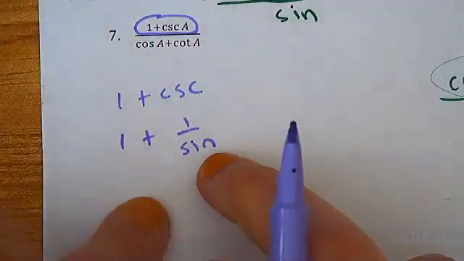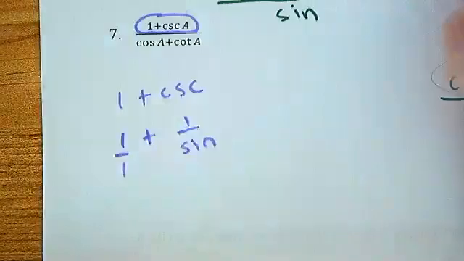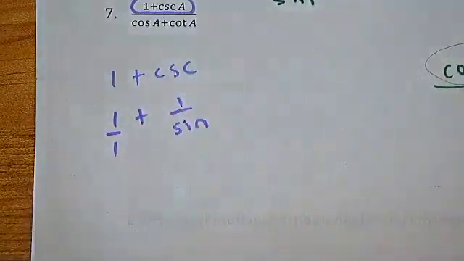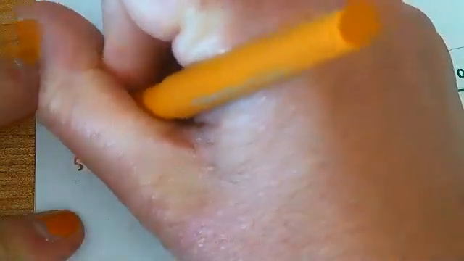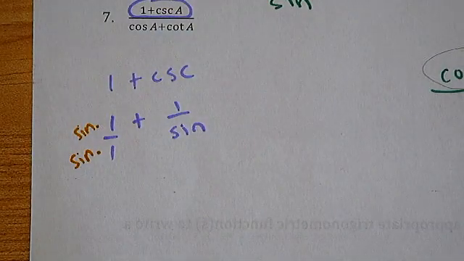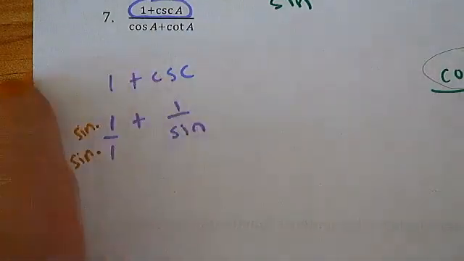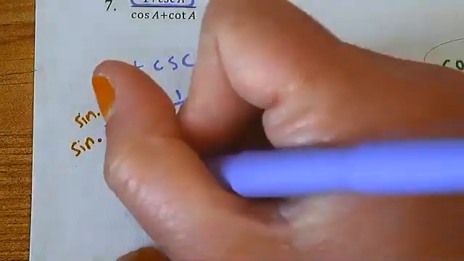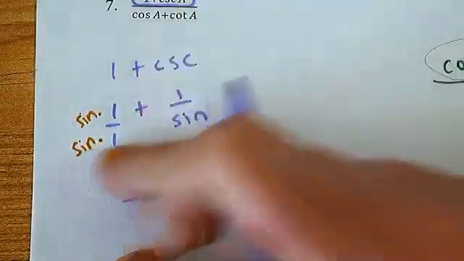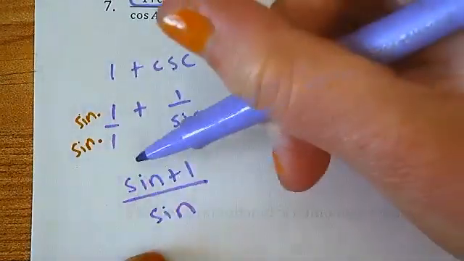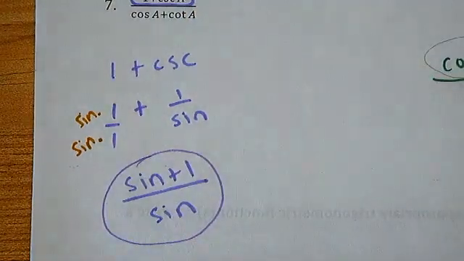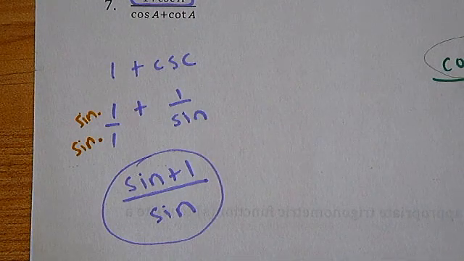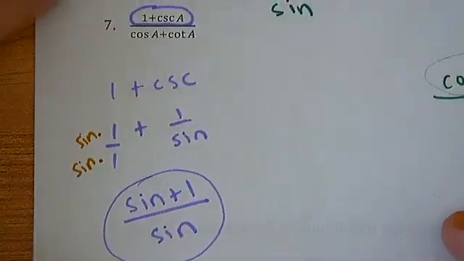I have a fraction. What was your trick for fractions? Make the other one a fraction. How do I add two fractions? LCD, least common denominator. Now that we have the same denominator, how do I add two fractions? Straight across. Sine plus 1, all over sine. Do not attempt to cancel that out because of this plus sign. All right, so that's my numerator. Let's pause there for a moment. I don't really see anything else I can replace currently. Let's go focus on our denominator.